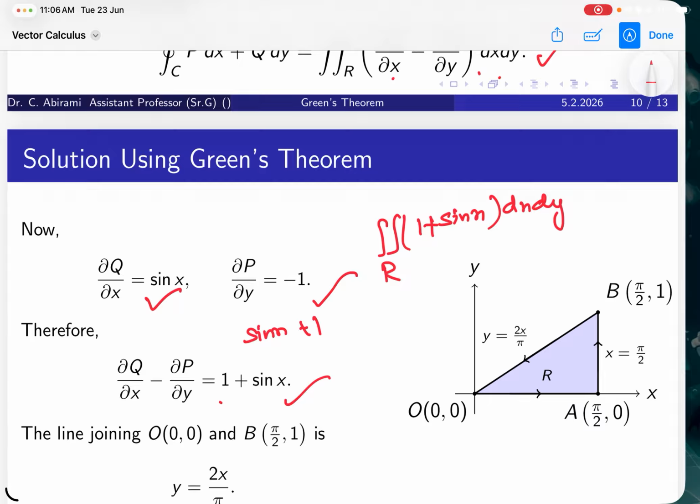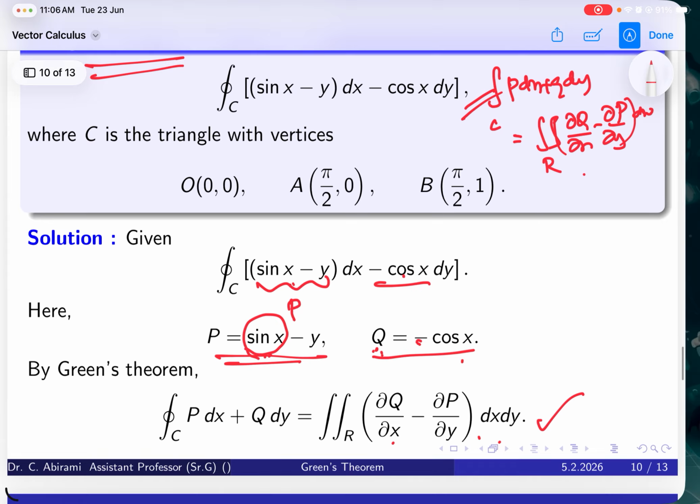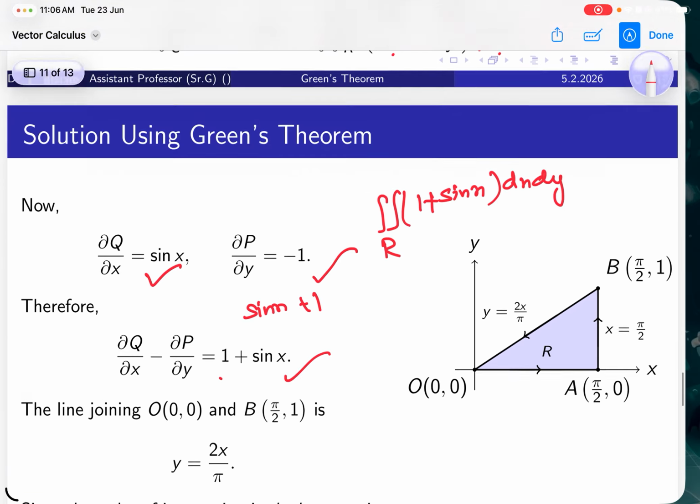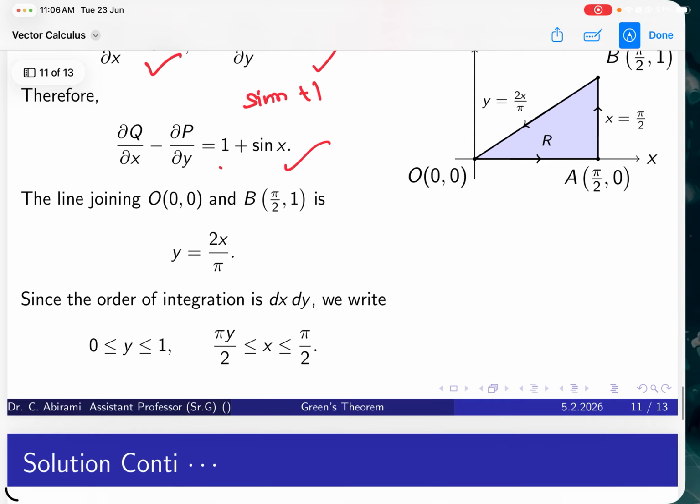So what we are going to do here, you can find the limits for x and y. For that, we are going to sketch the diagram using this. So O(0, 0), A(pi by 2, 0), B(pi by 2, 1), because C is a triangle with these vertices. So how do you sketch the diagram? C is a triangle with vertices. So here 0, 0, the triangle starts at 0, 0. Then pi by 2 comma 0. This is pi by 2 comma 0.